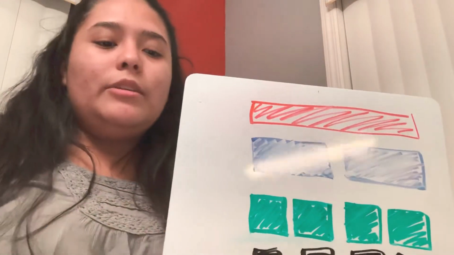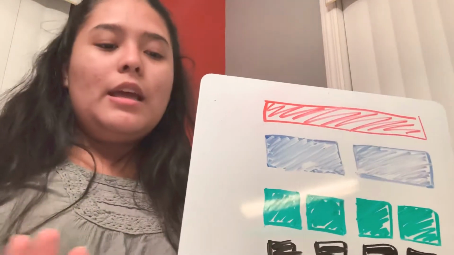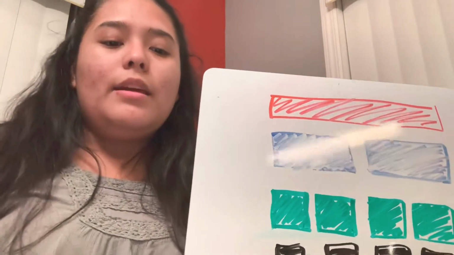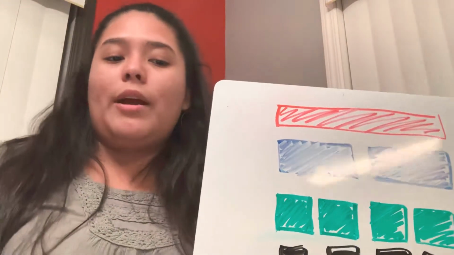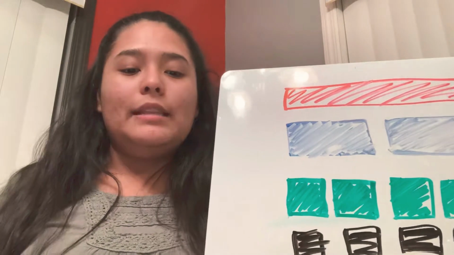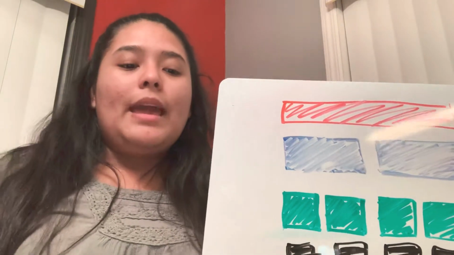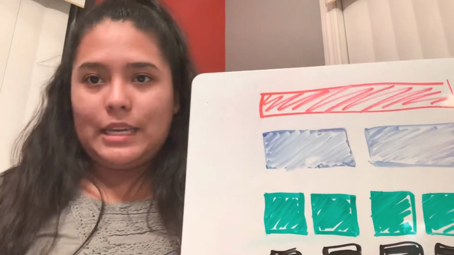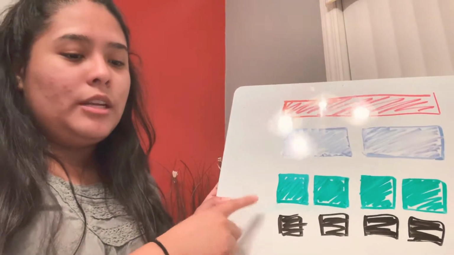The anchor standards are normally coded based on the major area of study. If it's reading literature, which is under reading, you'll have RL. If it's reading informational, you'll use RI. If it's writing, you'll use W. If it's speaking and listening, you'll use SL. And if it's language, you will be using L.